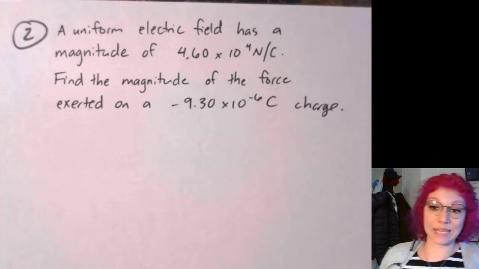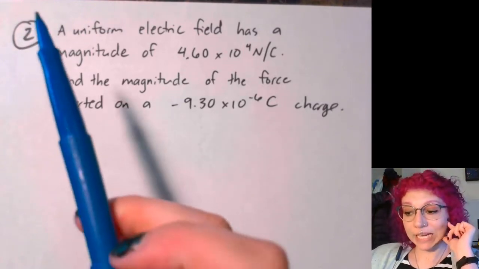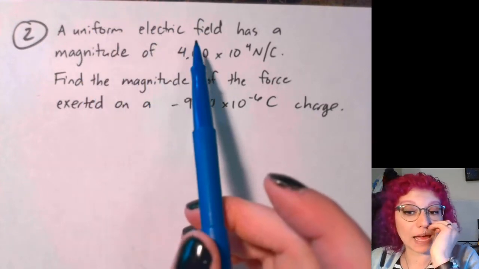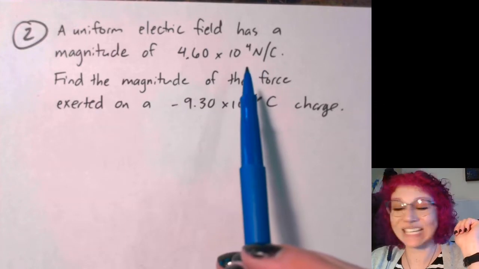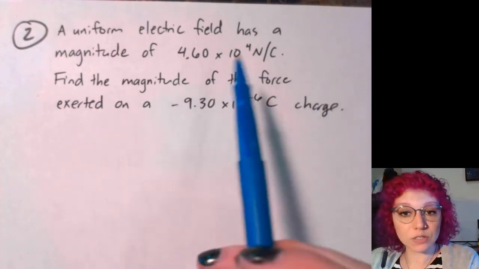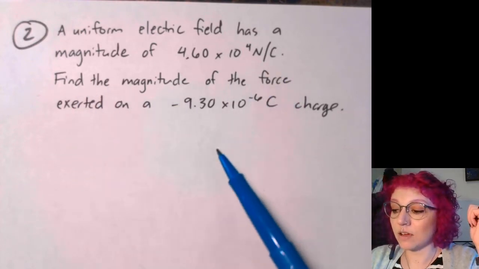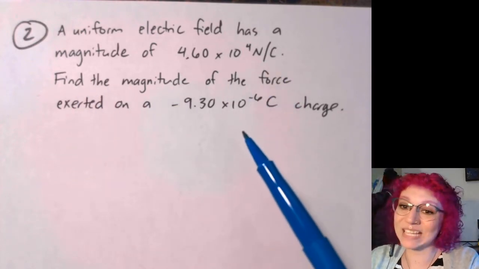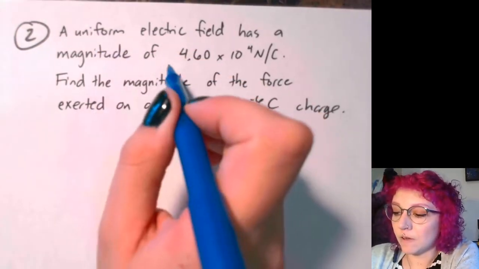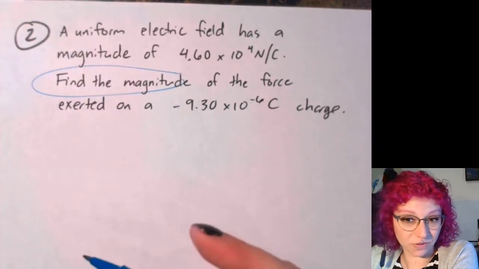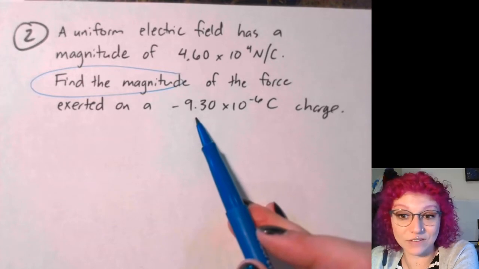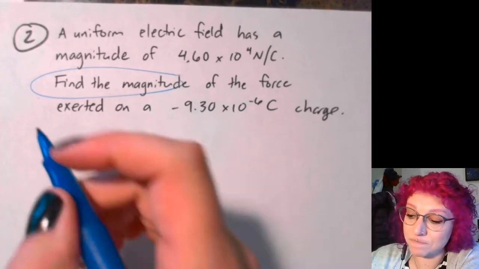Let's look at a second practice problem. In this problem, we are told that we have a uniform electric field with a magnitude of 4.6 times 10 to the fourth newtons per coulomb. We want to find the magnitude of the force exerted on a negative 9.3 times 10 to the minus 6 coulomb charge. Key words here: find the magnitude of the force. So I don't really care if this charge is positive or negative. I just want to find the magnitude of it, okay?